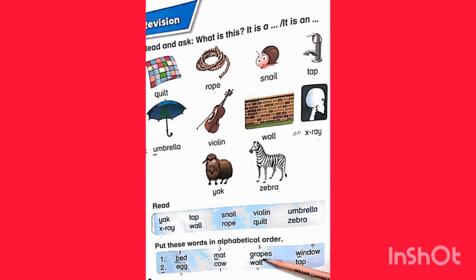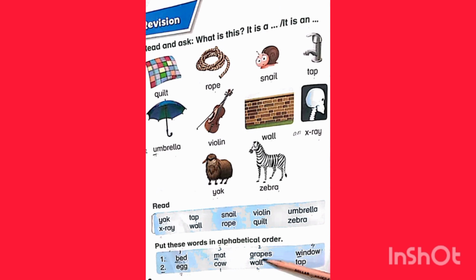Next, a yak, a zebra. We are reading again. A yak, a tap, a snail, a violin, an umbrella, an X-ray, a wall, a rope, a quilt, a zebra.